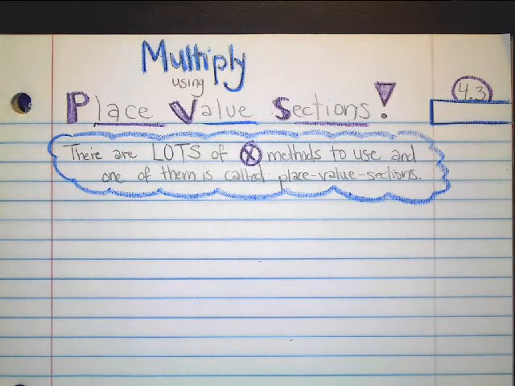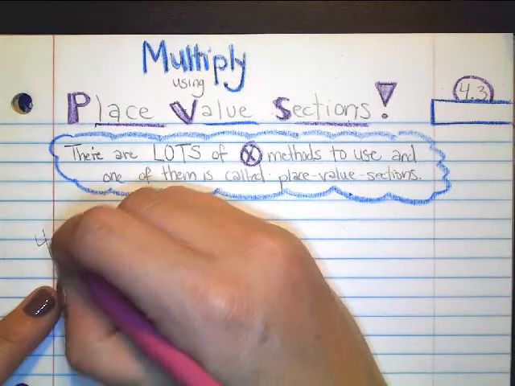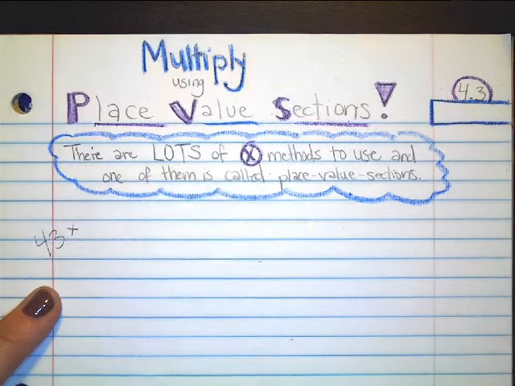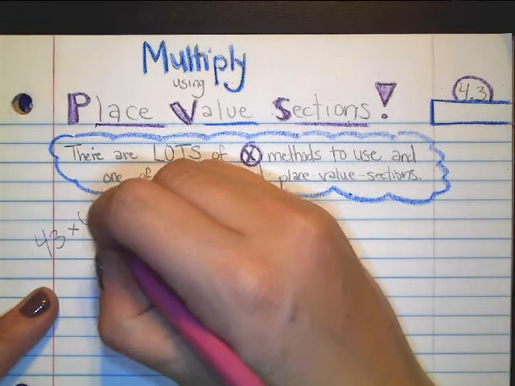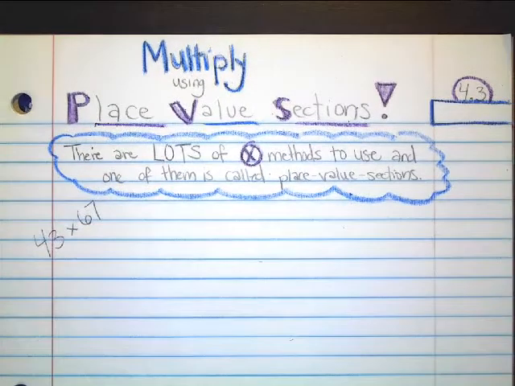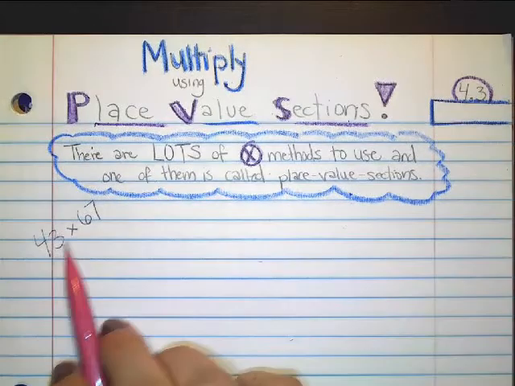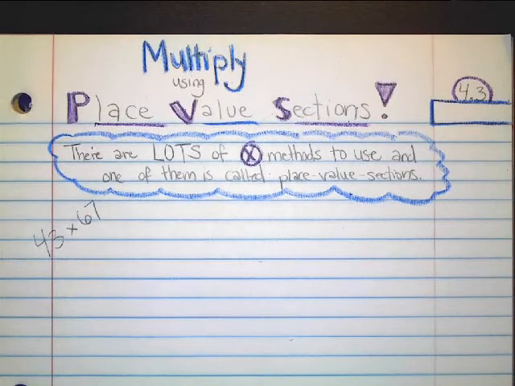We're going to be using this number for this method. So we're going to write it pretty big across the side, going diagonal. Let's do 43 times 67. So we have a 2 by 2 multiplication problem.